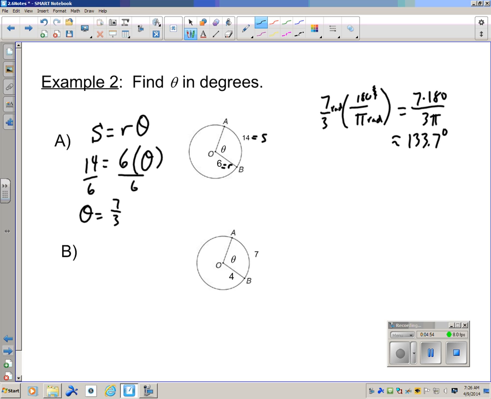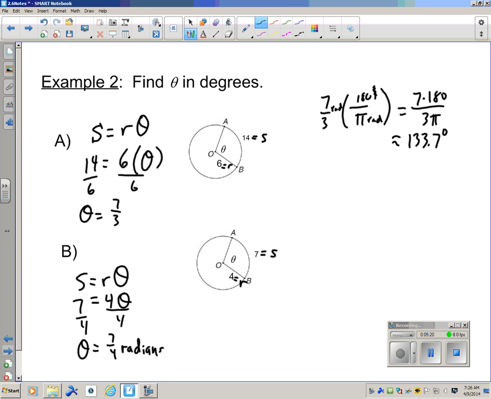And for our next one, we can do the same thing. Again, follow your formula. Your 7 is your arc length, 4 is your radius. Plug your numbers in there. So arc length is 7, radius is 4. Trying to find theta, so we're going to find it in radians. So theta equals 7/4 radians.